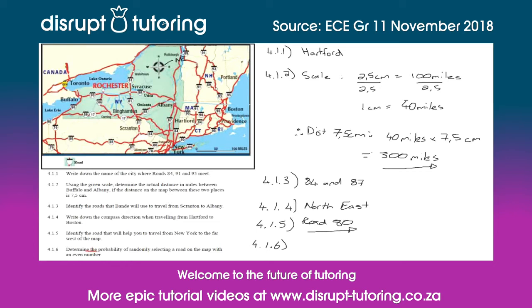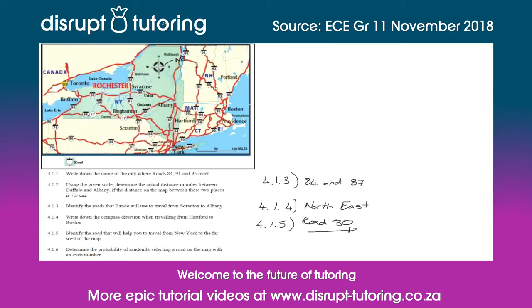So we now need to find out what roads there are. Okay, so it says determine the probability of randomly selecting a road on the map with an even number. For this one, I'm going to need a bit more space, so I'm going to erase these first two questions just to make space. So I'm going to rather do our 4.1.6 up here. The reason being is that to find out the probability, we just need to list all the roads on the map so we can get a total and then identify which of those are even.